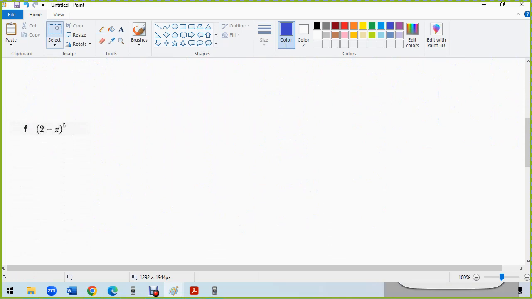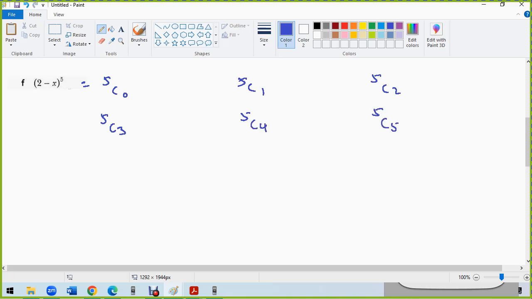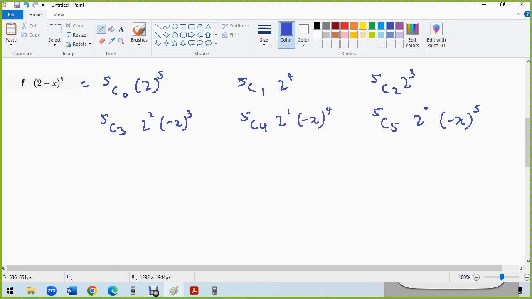Okay, so for this one, 2 minus x power 5, 5C0, 5C1, 5C2, 5C3, 5C4, 5C5. Then 2 to the power of 5, 2 power 4, 2 power 3, 2 power 2, 2 power 1, 2 power 0, negative x power 5, negative x power 4, negative x power 3, negative x power 2, and then negative x power 1, and the negative x power 0.